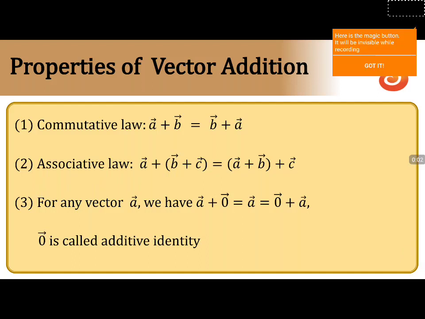Now we'll discuss the properties of vector addition. The very first property is known as the commutative law. Here we are going to take two vectors. One is known as A, the other one is known as B.